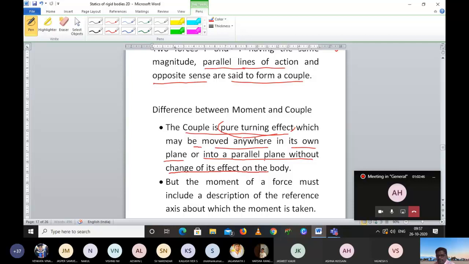It won't change any effect on the body. It's purely turning effect. The couple is pure turning effect, which may be moved anywhere in its own plane or into a parallel plane without change of its effect on the body.